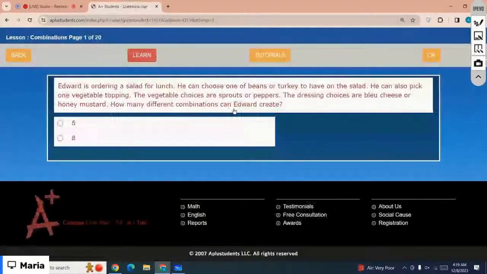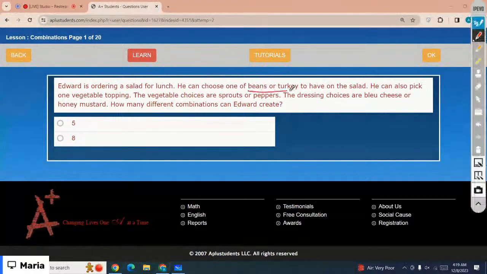Edward is ordering a salad for lunch. He can choose one of beans or turkey to have on the salad, right? Here he has two options. He can also pick one vegetable topping. The vegetable choices are sprouts or pepper. Again, for vegetable topping he has two options, right? The dressing choices are blue cheese or honey mustard. Again, he has two choices here. Just multiply all the choices to calculate the combinations he has. You have 2 times 2 times 2.